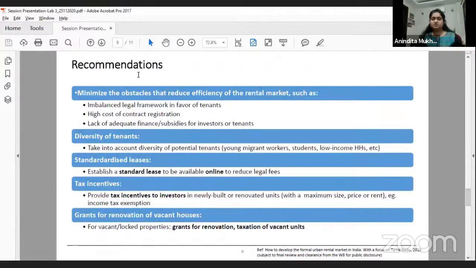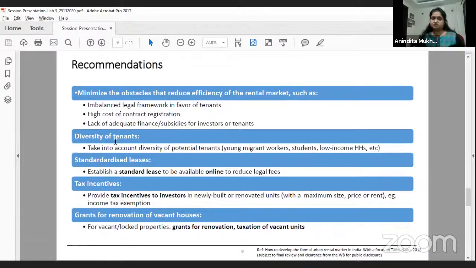So how can we solve this problem, or at least attempt towards building a robust market? The first would be to minimize obstacles that reduce efficiency in the rental market. Paul has said that the government should be out of the picture. If the broad legal frameworks and planning frameworks are in place, that should be enough for the market to work.